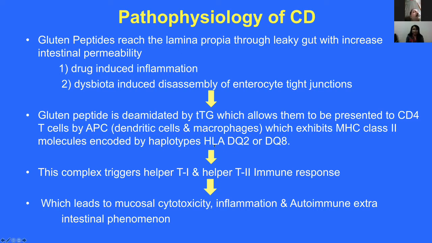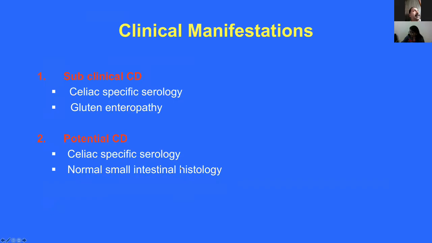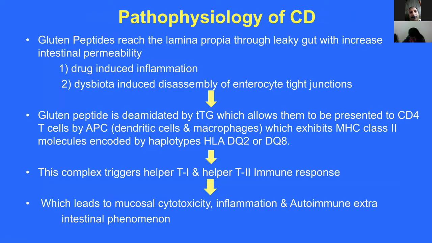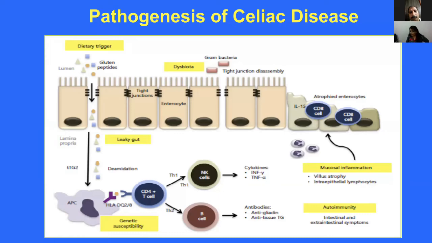So a person who is genetically predisposed for celiac has antigen presenting cells with these haplotypes, HLA-DQ2 and DQ8. When this gluten is attached to these antigen presenting cells, this complex triggers the helper T1 and helper T2 immune response. Thereby, this leads to mucosal cytotoxicity, inflammation, and autoimmune extraintestinal phenomena. This is the diagrammatic representation of what happens in the pathogenesis of celiac disease in each area.